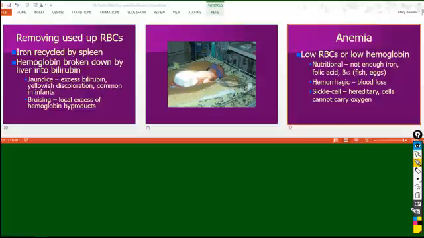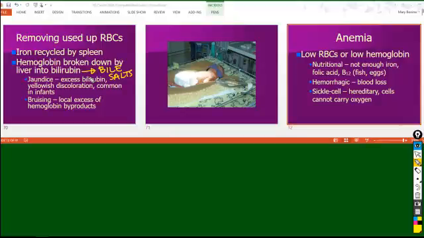The protein component, the rest of it, is going to go to the liver and get broken down through a series of steps into bilirubin. And the bilirubin actually goes into our digestive system to be bile salts, so part of our digestive juices.